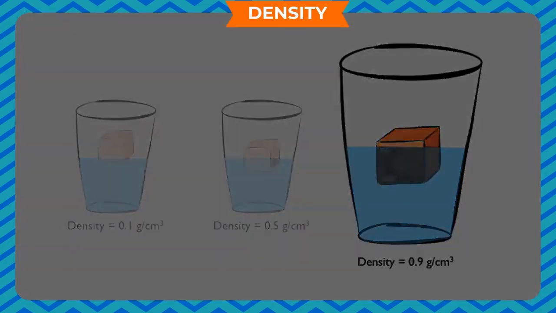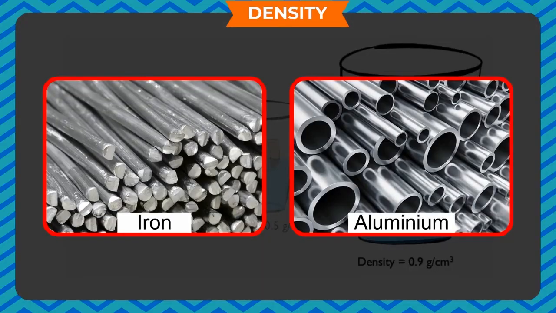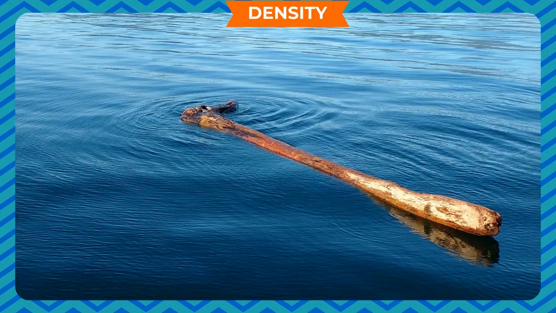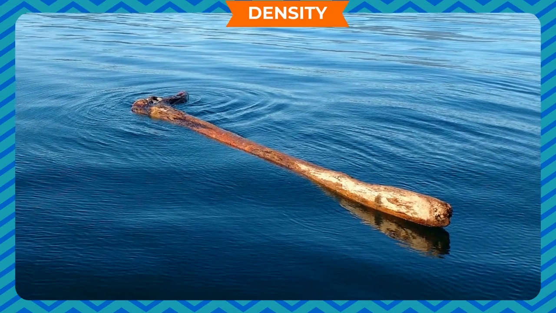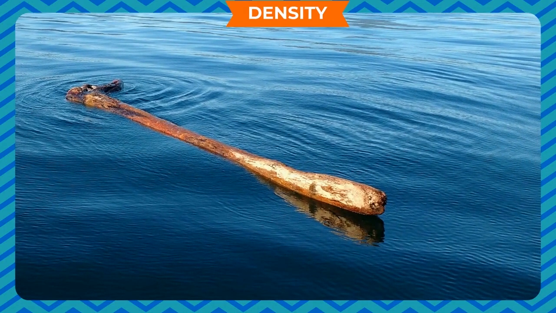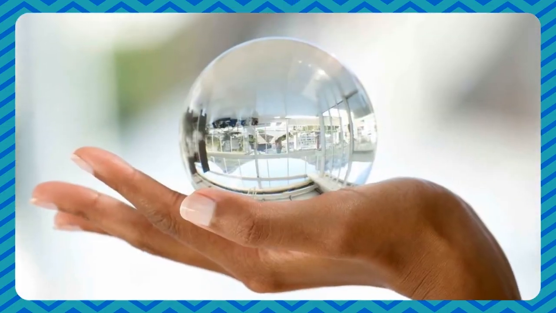A substance like iron, aluminium, which is denser than water, will sink in water, while a substance like wood, cotton, which is less dense than water, will float on water. Materials can also be classified on the basis of whether they float or sink in water.